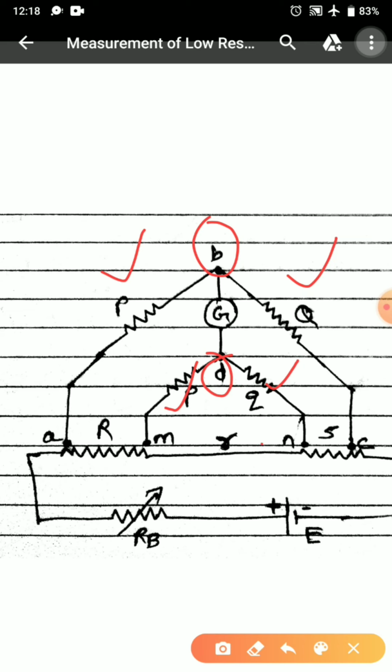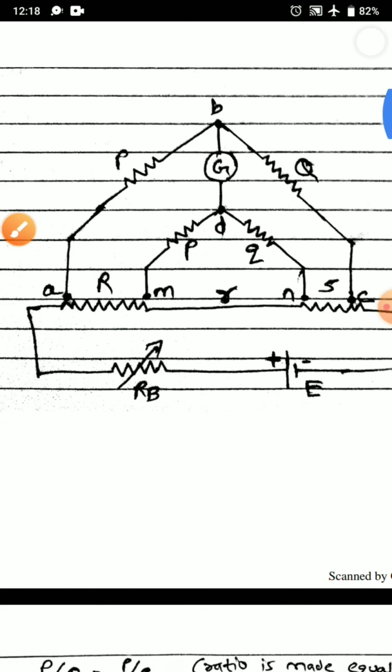We can also see that between M and L there is a lead resistance r that is connected. Now we have to nullify the effect of this lead resistance. This is R, the unknown resistance value that we are going to determine, and this is S, the standard resistance. Now let us look into the calculation part.